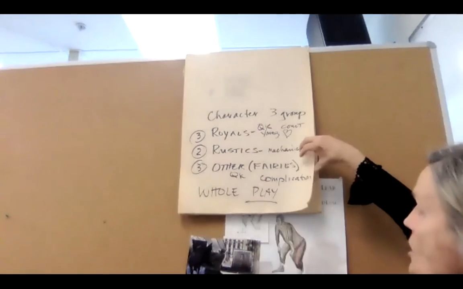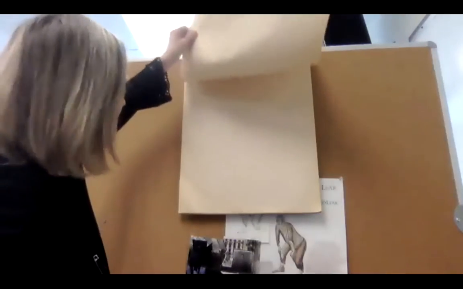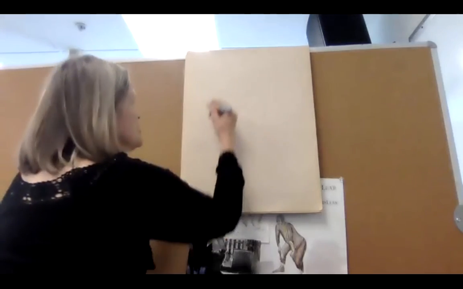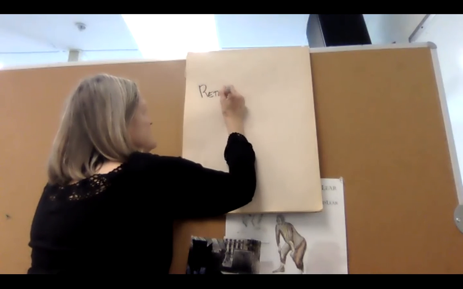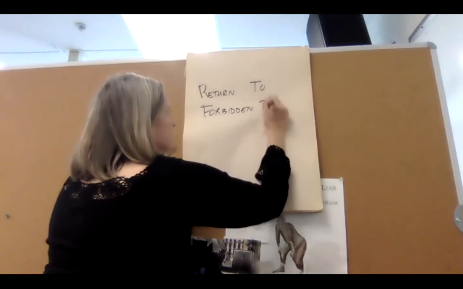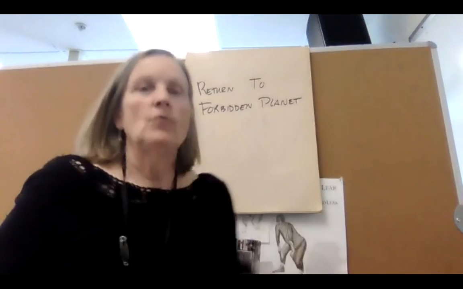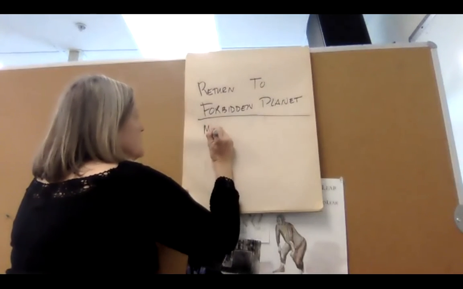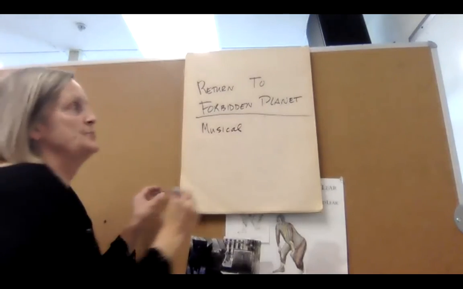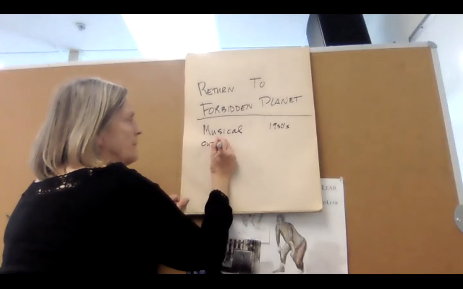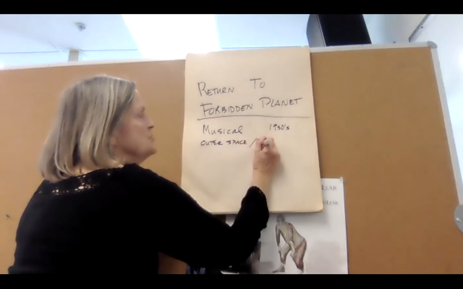So here's another thing. These are my kids' drawings you can't see on here. My other play is Return to the Forbidden Planet. So, what's interesting about this play? It's a musical. It has 1950s music. But it's set in outer space. Well, it's on a rocket. It's on a spaceship.